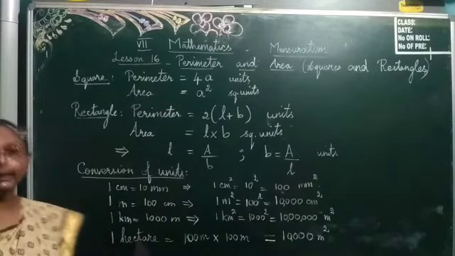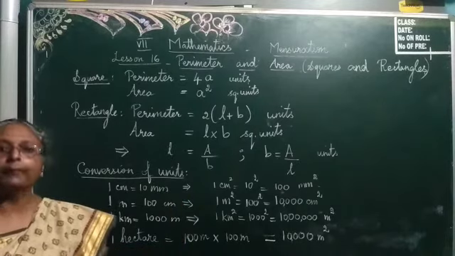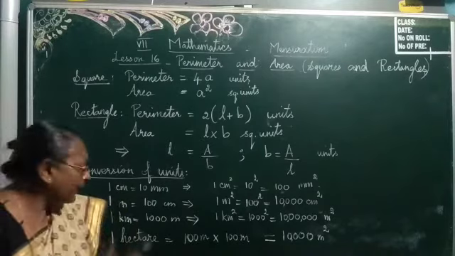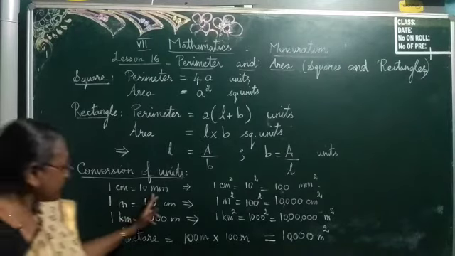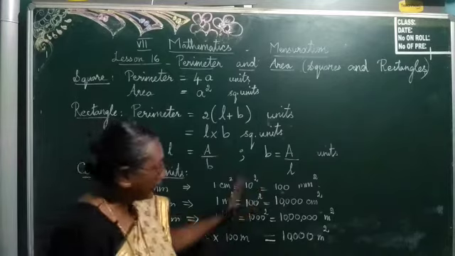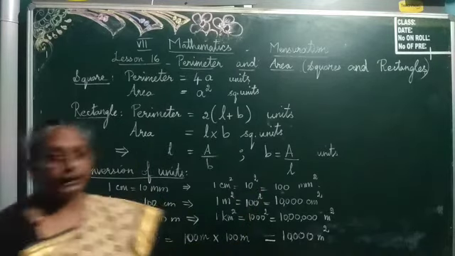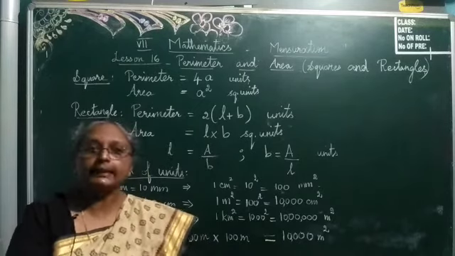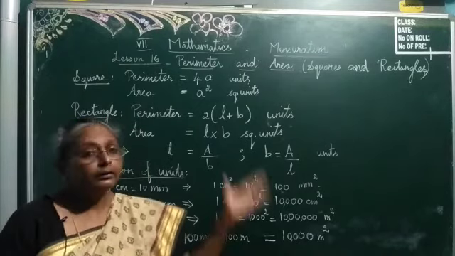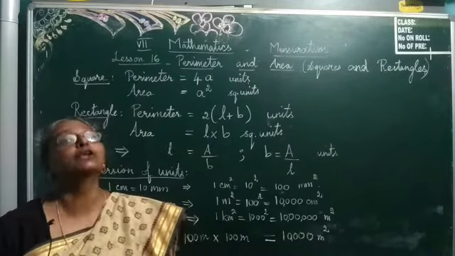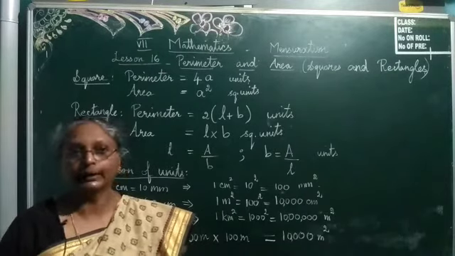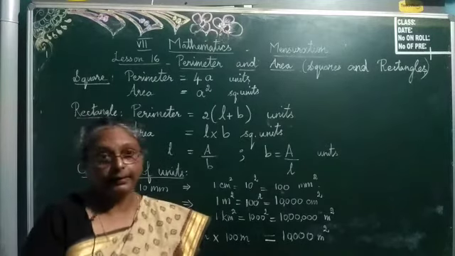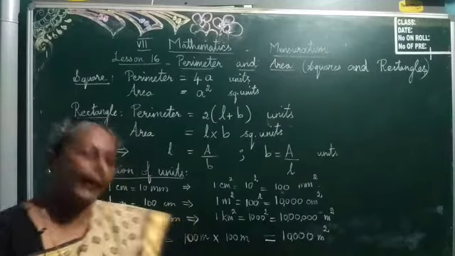Now regarding units, we know centimeter, millimeter, meter, kilometer, etc. Depending upon how much it is, the area when we find will differ. If length is in meters or centimeters, then the area will be in square meters or square centimeters. It will be square units. Whatever unit is there, it will become squared.